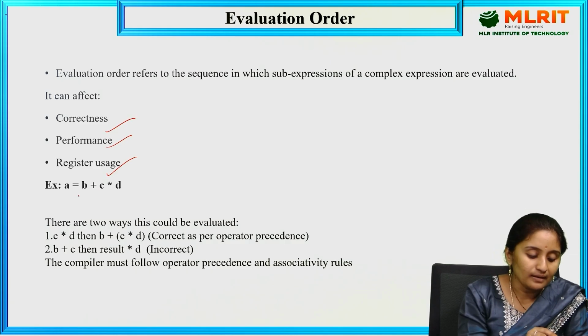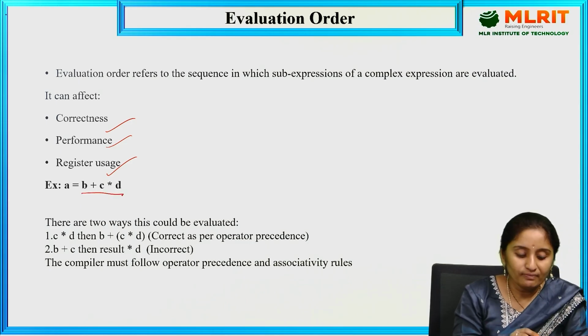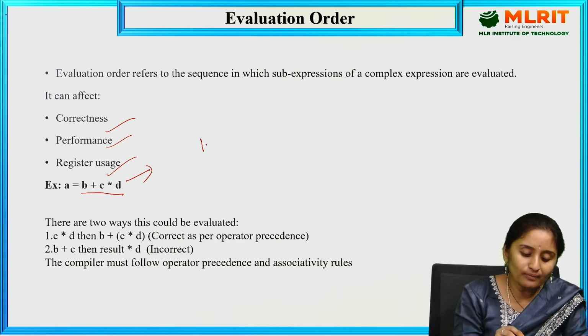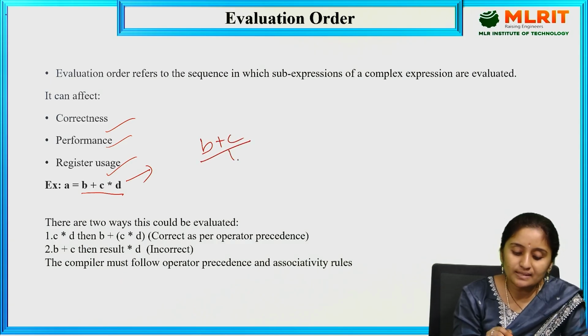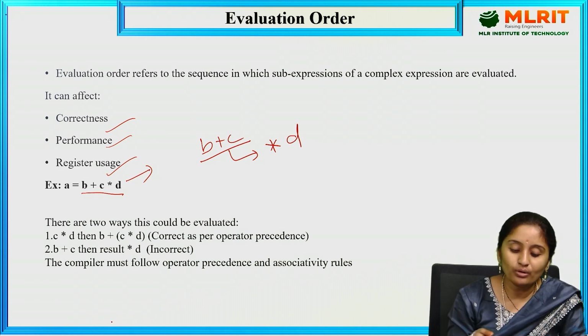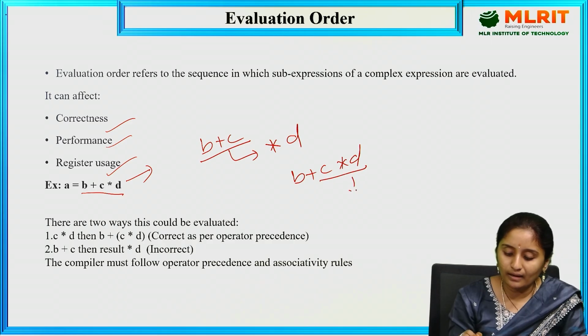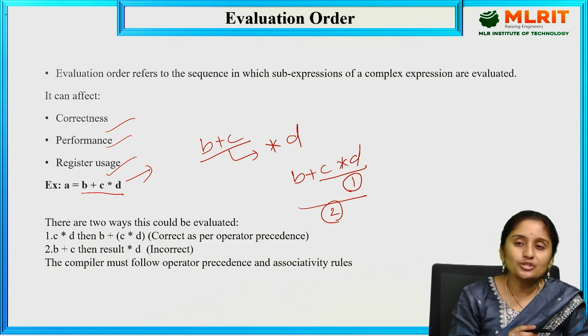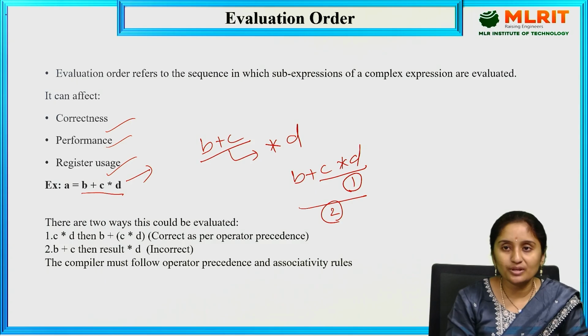Let us see here: A equal to B plus C into D. This statement can be evaluated in two ways. In the first way, I evaluate B plus C first and then apply D to this result. The other way is B plus C into D, where I evaluate C into D first and then do the other operation as the second step. So there are two ways. In which way should I do it to get correctness, performance and good register usage?